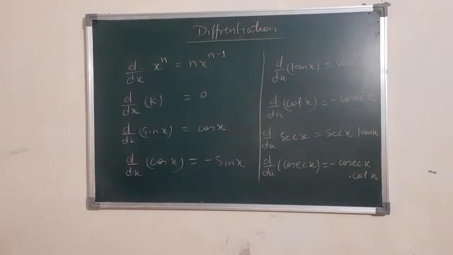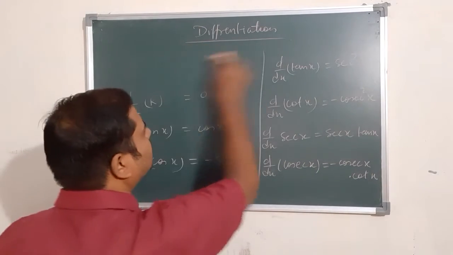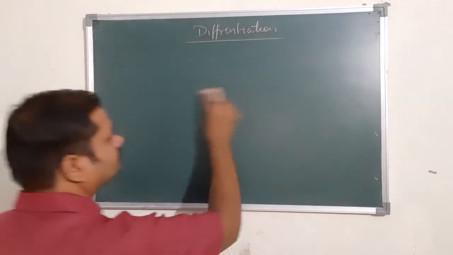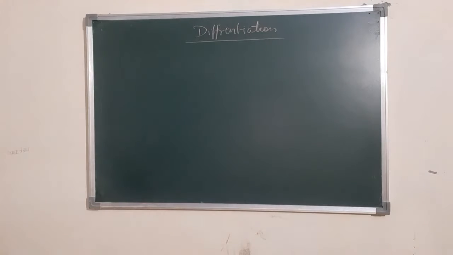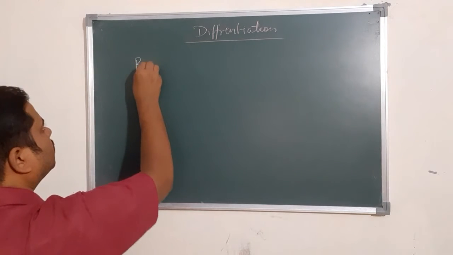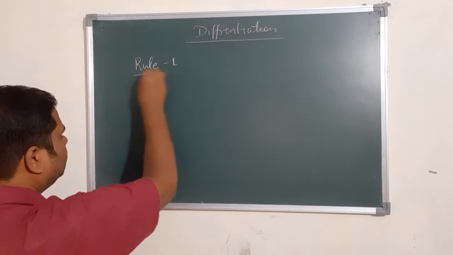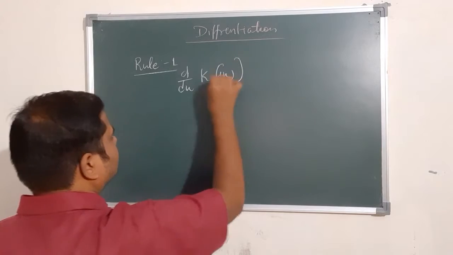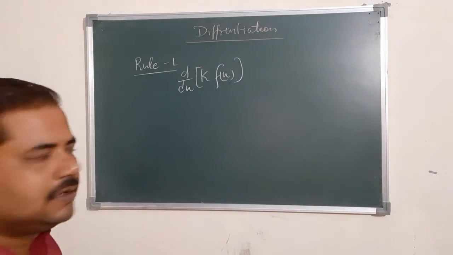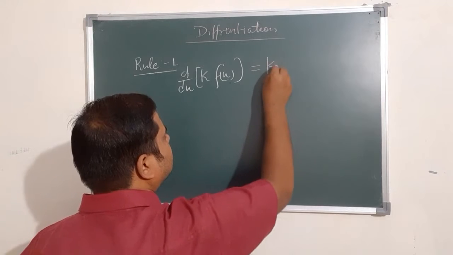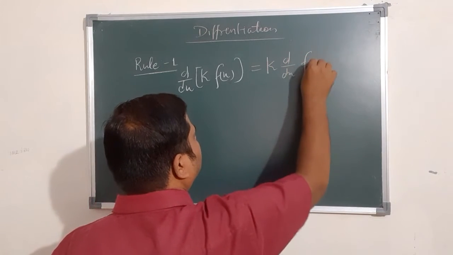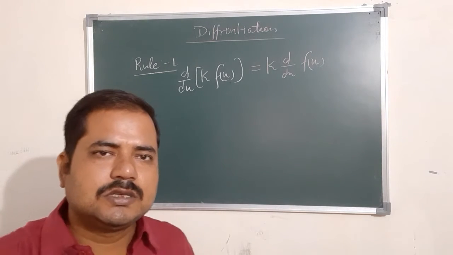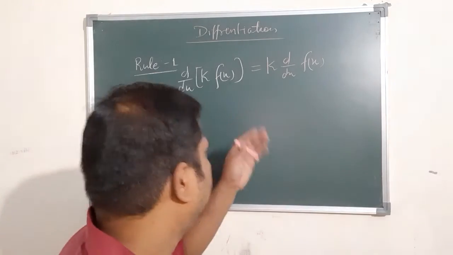Okay, now some rules regarding differentiation. Rule number 1 is d by dx of k into f(x), where k is a constant, is equal to k times d by dx of f(x). K is a constant, so it is taken out of the bracket and we take the derivative of the function f(x).